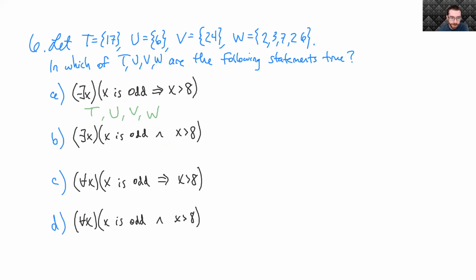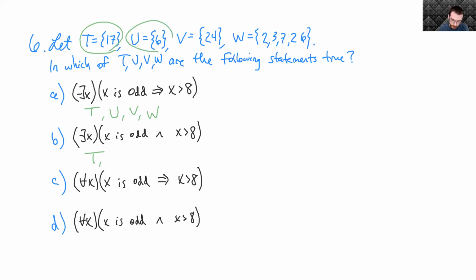So part B says there exists an x such that x is odd and x is greater than 8. So this is more in line with probably what you were thinking when I read part A. Okay. So is it true for T? There exists an element of this universe where x is odd and it's greater than 8. Yeah, 17 works, right? So that's still true.